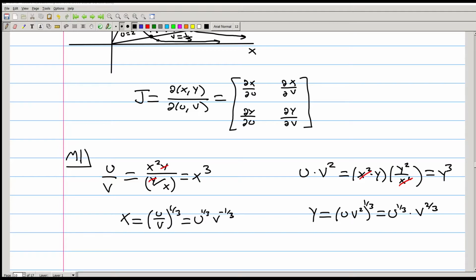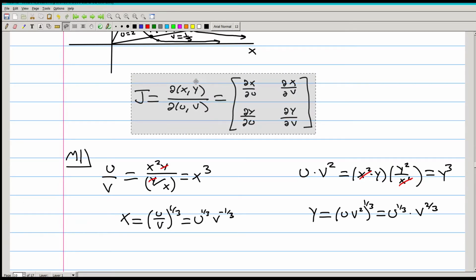So what we need to do now is go through and evaluate our Jacobian matrix, which luckily is relatively straightforward to do, now that we have x and y.